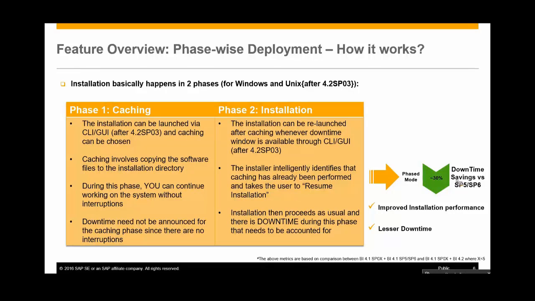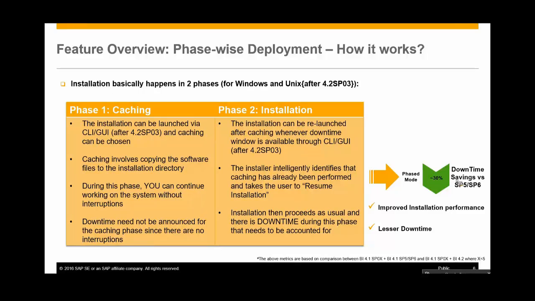So once you perform caching, your phase 1 is completed. The next phase is resume installation. Whenever a production downtime is available, that's when you can resume installation. You need to go back and click on your setup file, by which the installation progresses. The installer is intelligent enough to understand that the caching phase has already been performed, and it will directly take you to the resume installation phase.